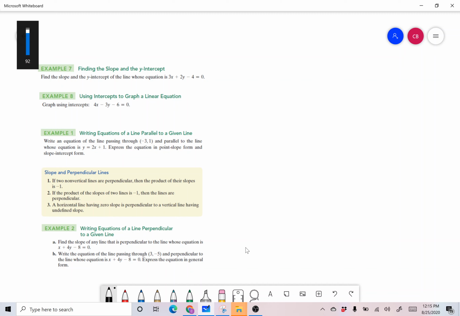Okay, so continuing on with slope, if we want to find the slope and y-intercept given our equation, we can do so by putting it in slope-intercept form. So let me remind you, slope-intercept form is y = mx + b. So what does that mean? It means we have to solve for y.